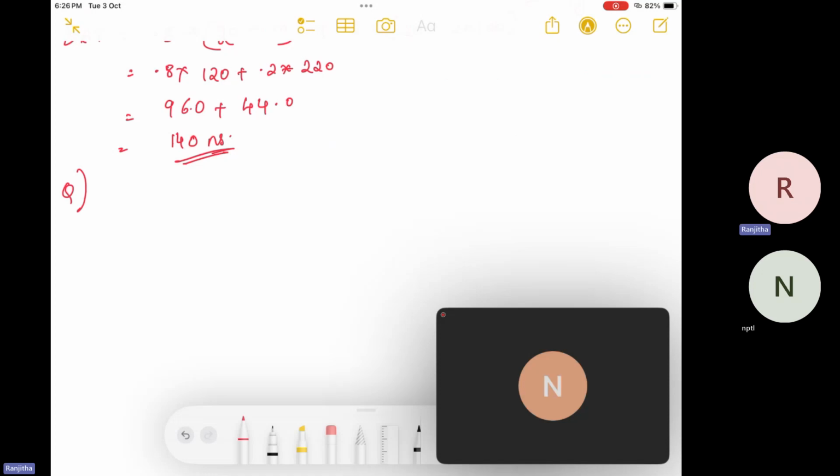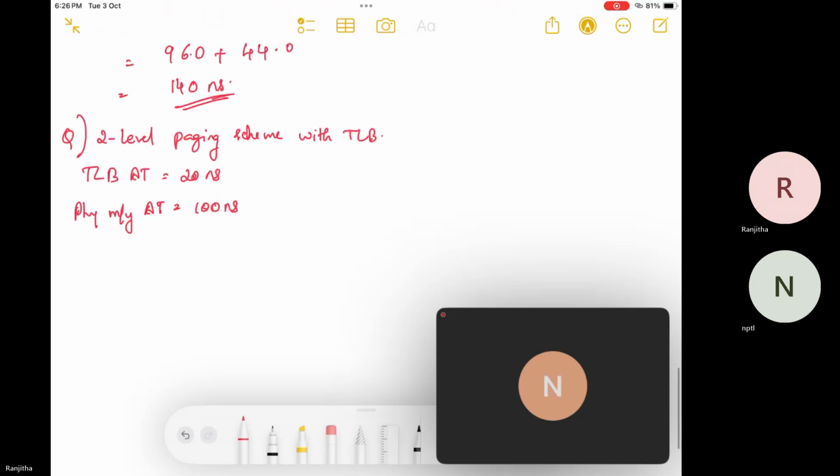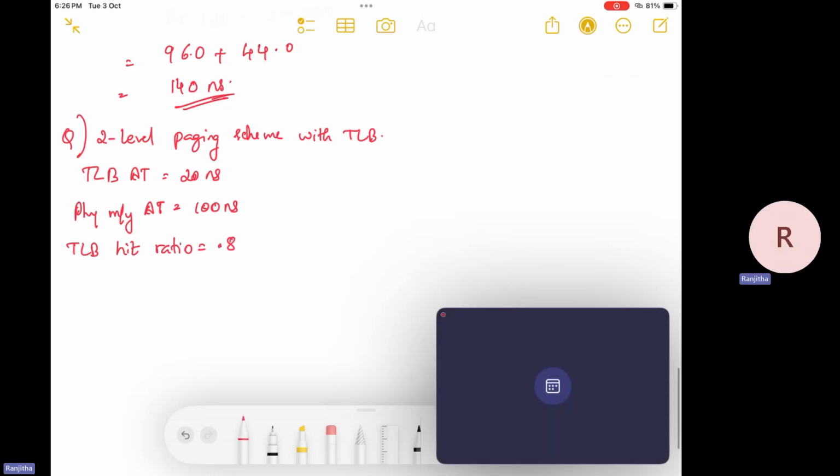Another question. There is a two-level paging scheme with TLB. The TLB access time is given to be 20 nanoseconds. Physical memory access time is given as 100 nanoseconds. And TLB hit ratio is 0.8.